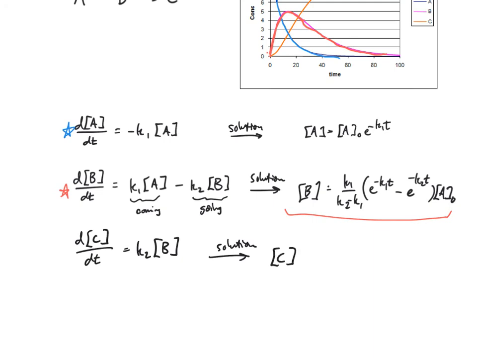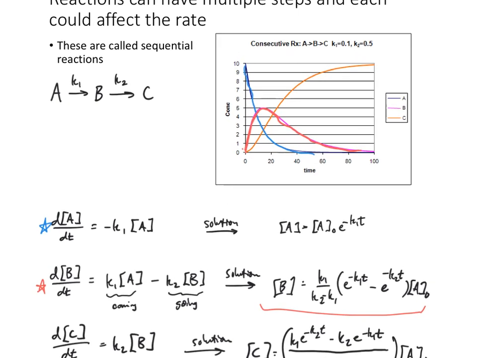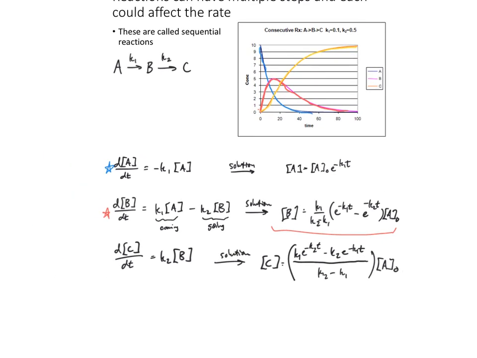is that the concentration of C equals a fairly complicated expression here: k1 e to the negative k2t minus k2 e to the negative k1t, over k2 minus k1, times the starting concentration of A. And so that function there is what describes this curve right here, the concentration of C. So we know the functions for each of these for the sequential reactions, and in the next video we're going to see an approximation that's going to make all of these expressions a whole lot more simple.